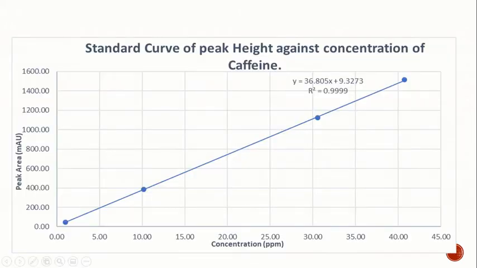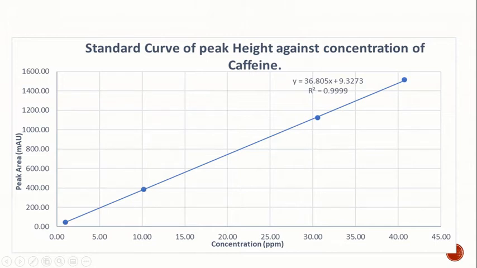So this is a standard curve we got from our caffeine standard. So this is the 1 ppm, 10 ppm, 30 ppm, and 40 ppm pure caffeine standard. So as you can see, the line of best fit goes through all the points, and you have a nice straight line, and a very good R squared value, which is about 0.9999, and that is very good. And this is our equation of the line.